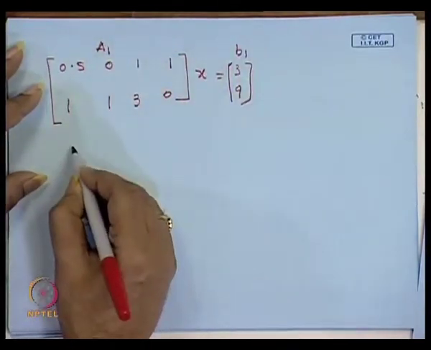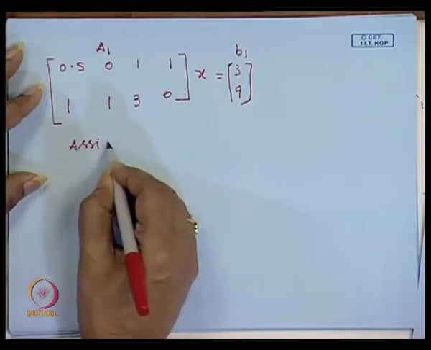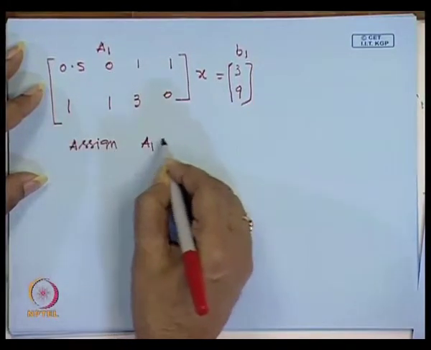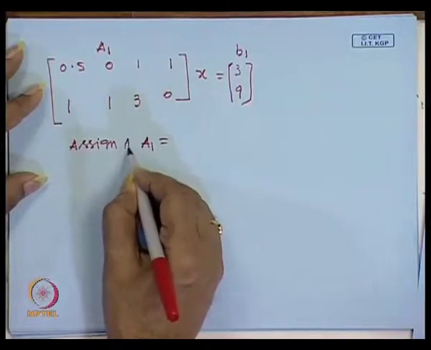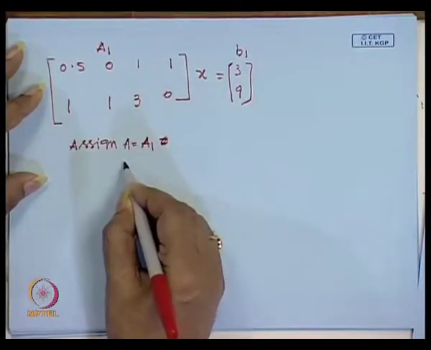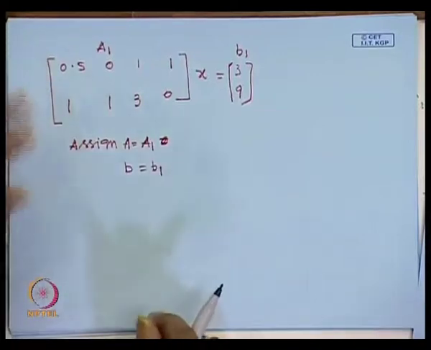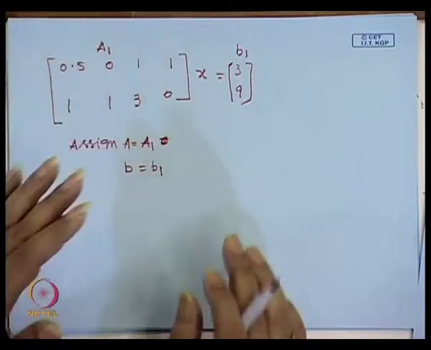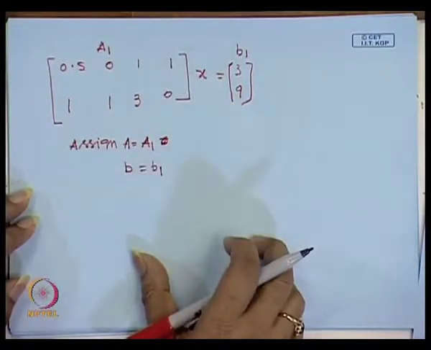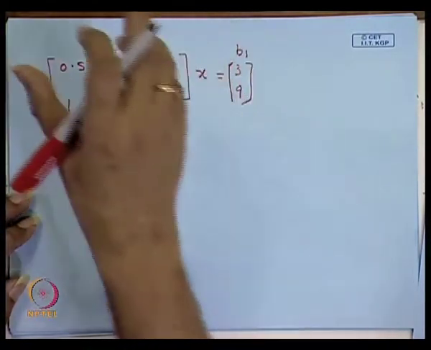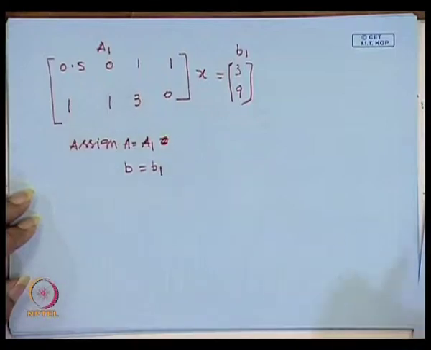So, now I assign A 1 is equal to A and B 1 is equal to B, as if these are the equation constants given, you minimize our objective function.